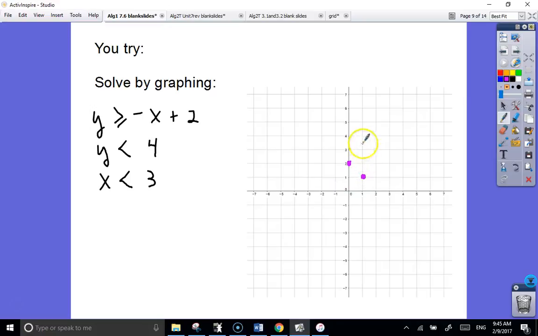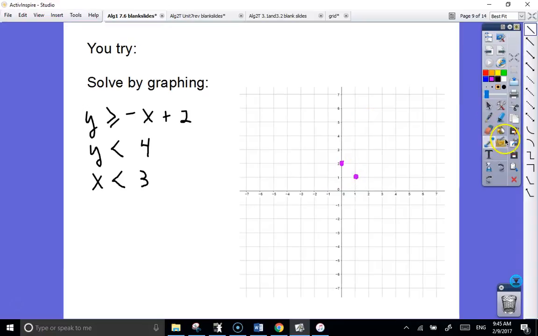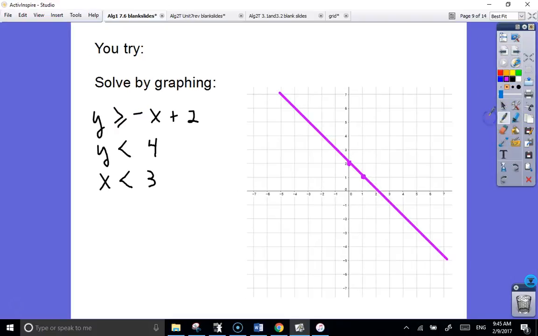Okay, solid or dashed? It's greater than or equal to, so it's solid. Okay, above or below? It's greater than, so it's above.